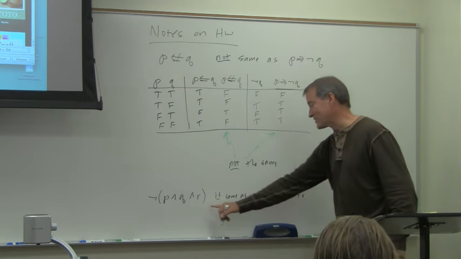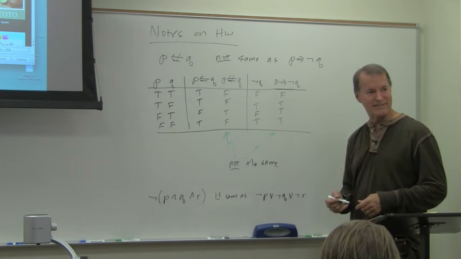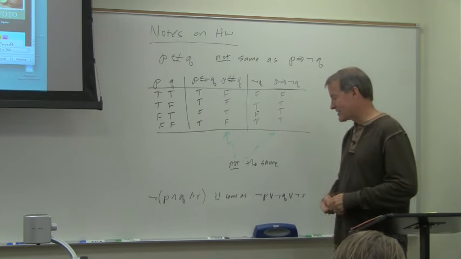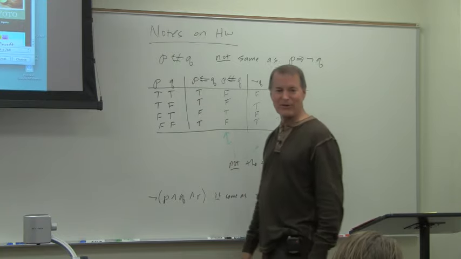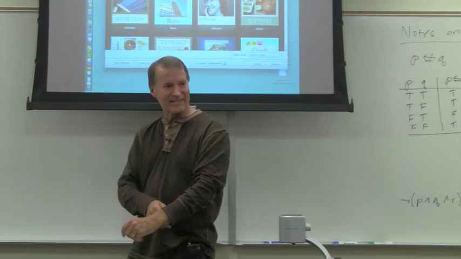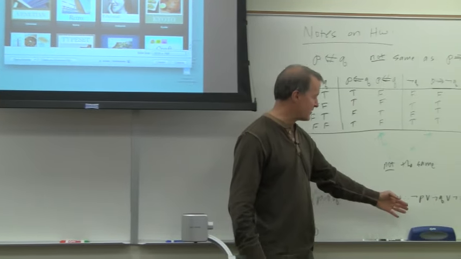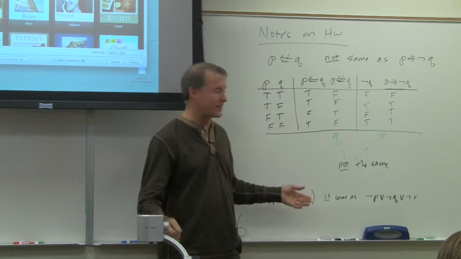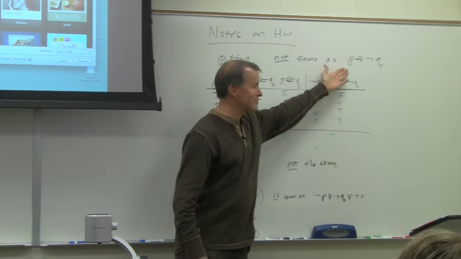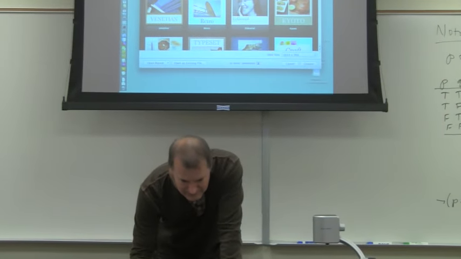So some people wrote it this way, some people wrote it this way, but in this case, both answers are correct. So you distribute the not. This happens to be one of the laws, theorems that we're going to prove. It's De Morgan's law. Some people recognized this, and both are correct. But here, this isn't the same as this. This is the correct one. Okay. So anyway, I thought that was good.